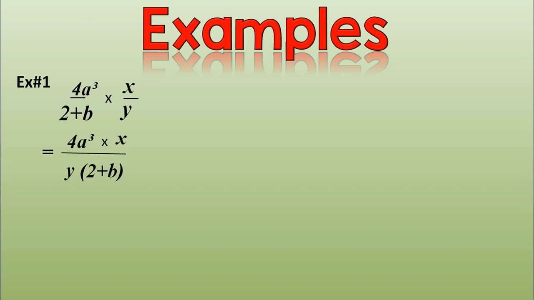Therefore, we will just follow rule number 1 of multiplication and multiply the numerators together and the denominators together. We will multiply 4a cube with x and 2 plus b with y, following method number 1 of expanding algebraic expressions. And our answer will be 4a cube x over 2y plus by.